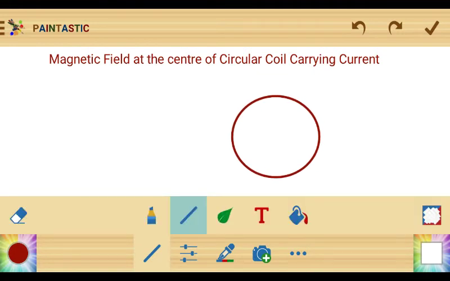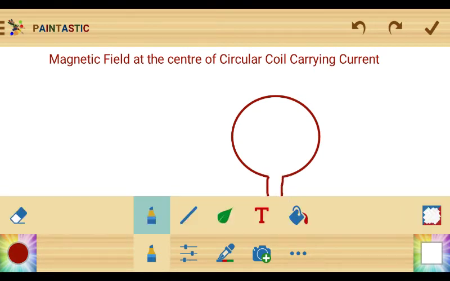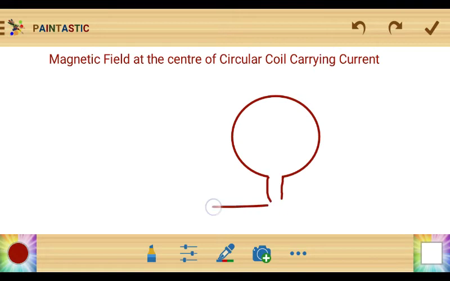Then I use the rubber, because to flow a current in that circular loop we need to connect it with the battery. So at the end of the battery, you simply say here it is plus, and it is connected to minus. Okay, this is the circular loop.